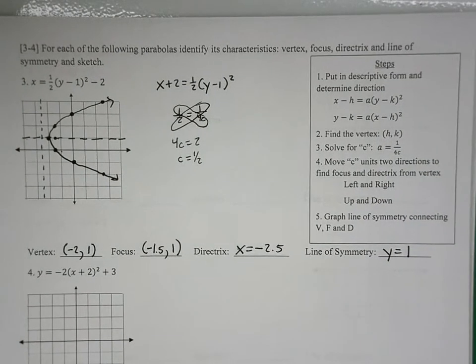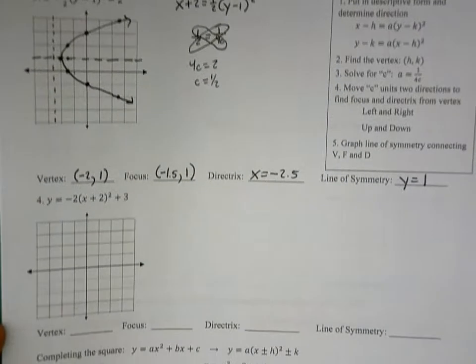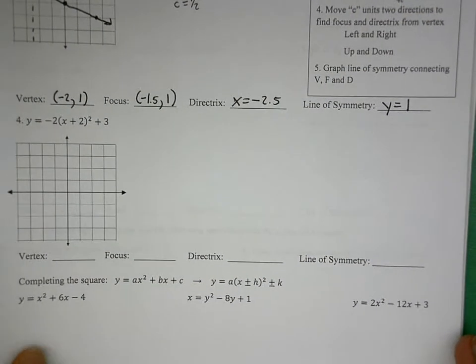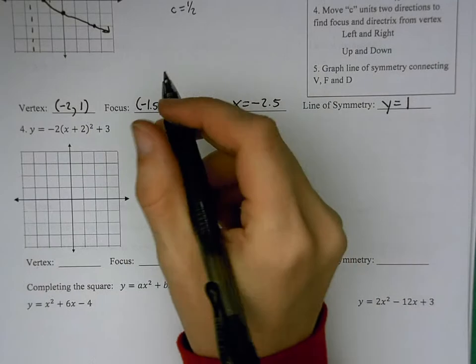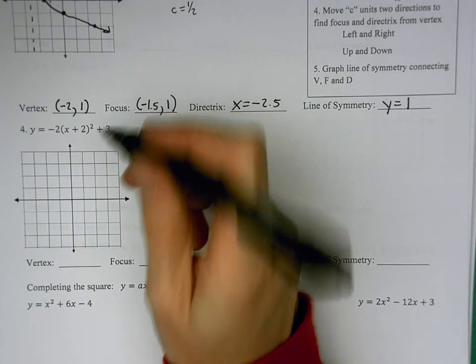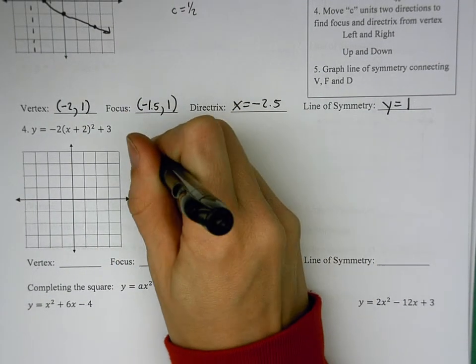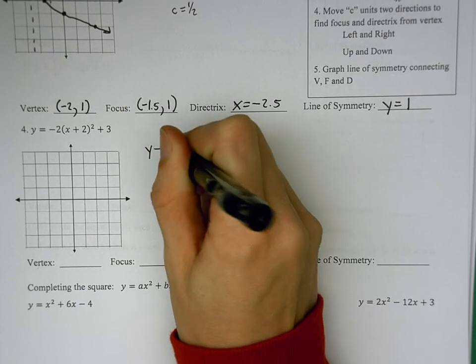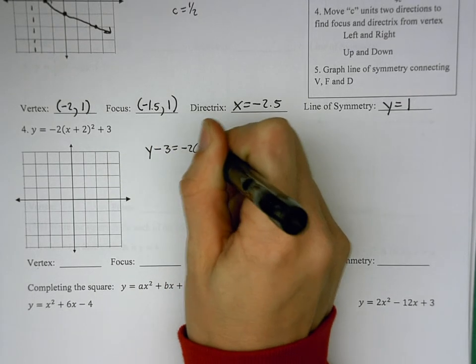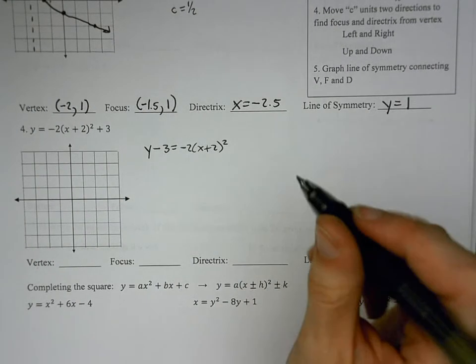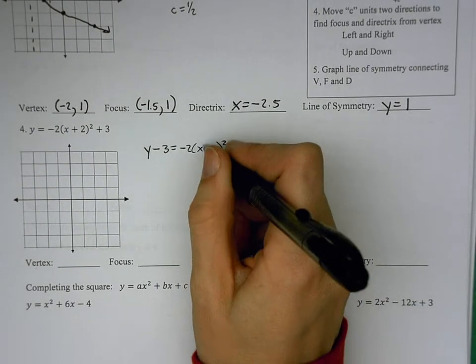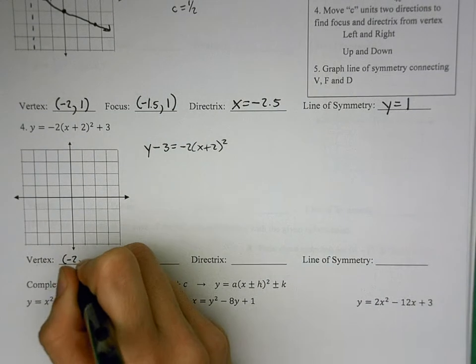Okay, so my recommendation, pause the video, give number 4 a shot, restart it either when you're stuck or you are ready. Okay, here we go. Turning it into descriptive form means subtracting that 3 over. Y minus 3 equals -2 times x plus 2 quantity squared. Okay. Pulling out your vertex, your h in this case would be -2, your k would be +3.